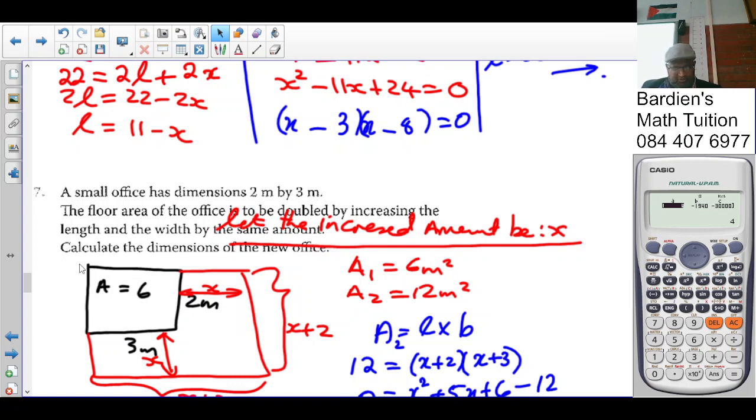Okay, so your heading for today is simultaneous equations. There are two ways of doing simultaneous equations: the elimination method and the substitution method. Because of time constraints, I'm going to do the substitution method only. The reason for that is because the substitution method is done in grade 11 and 12. So I'm going straight into the substitution method.